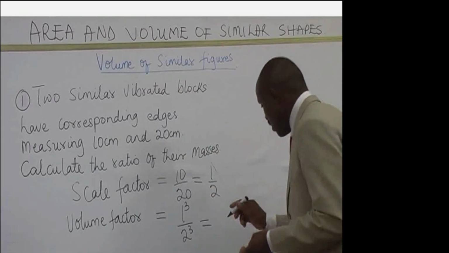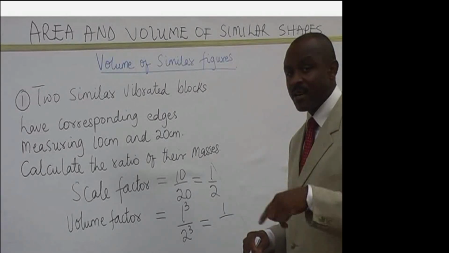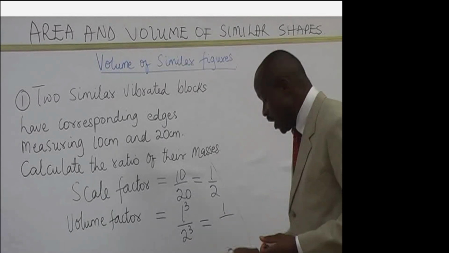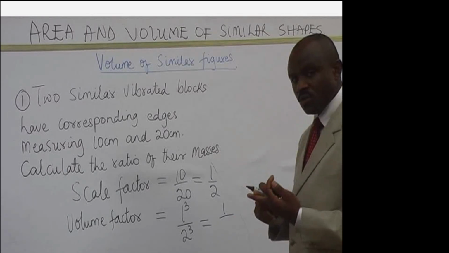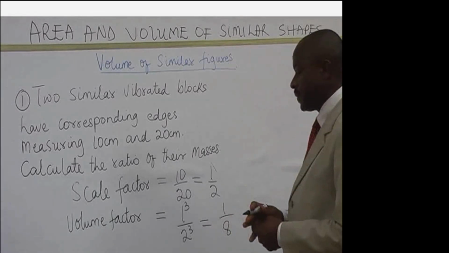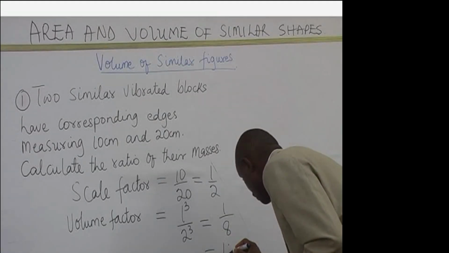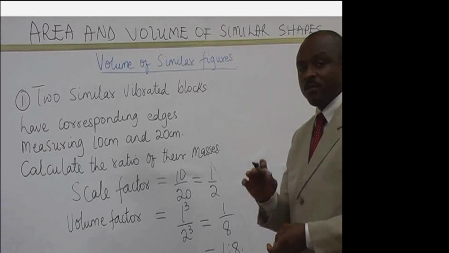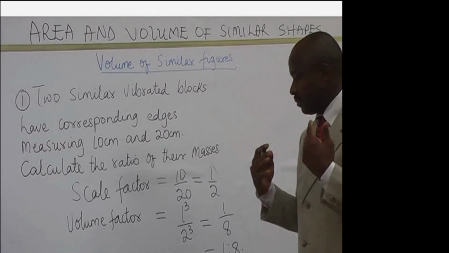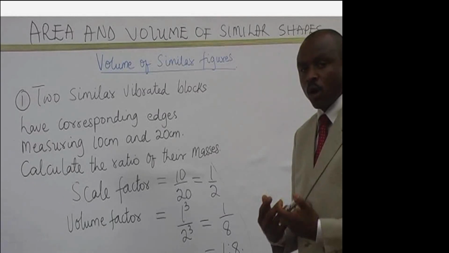1 times 1 times 1 will give you 1. If you like, multiply 1 by itself till the end of the world. The answer remains 1. That makes 1 a serious number. 2 cube means 2 times 2, 4. 4 times 2, 8. So we have 1/8. So the ratio now is 1:8. That is the ratio of volume, or the volume ratio, or the volume factor. Whichever way you like, you can call it. They all mean the same thing.